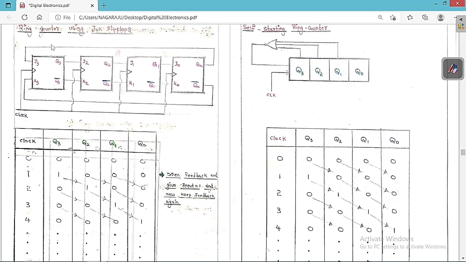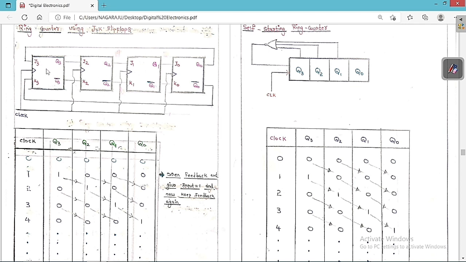We are going to study the ring counter using the JK flip-flop. In the previous case, we learned about the ring counter using D flip-flops, but now we are going to study the ring counter using JK flip-flops. So you can see clearly this is the JK flip-flop. We are going to use 4 bits, these 4 flip-flops. The number of bits is equal to the number of flip-flops.